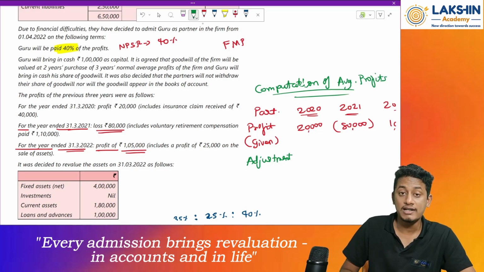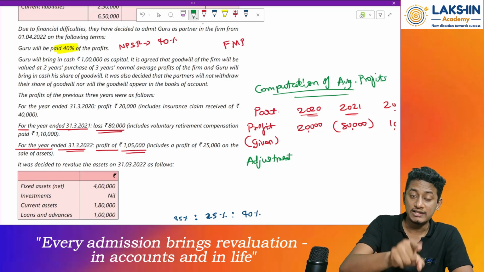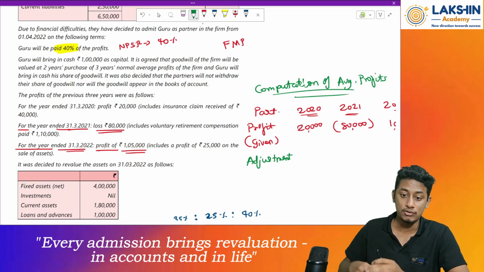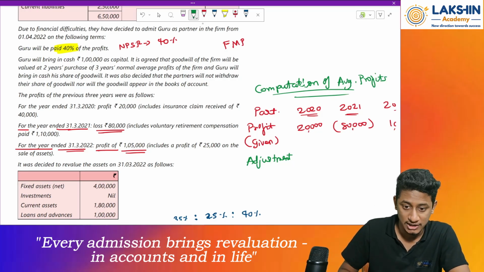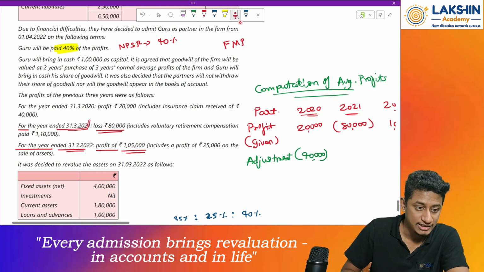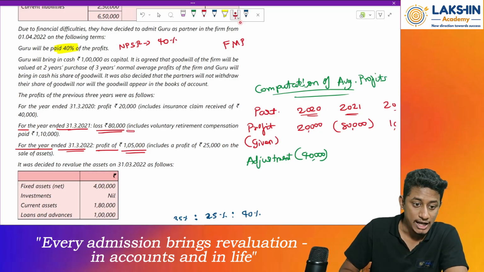Adjustments. Now how will I adjust this? See, insurance claim, whatever we have received, is an income to us. But will this income continue, sir? No. In the future, this income will not continue. So what I will do? I will reverse this income by rupees 40,000. I have reversed the income over here in the first year. Then going ahead, in the second year, what has happened? There was a loss of 80,000 rupees. Okay, fine, no issues. This rupees 80,000 loss includes voluntary retirement compensation paid for rupees 1,10,000.